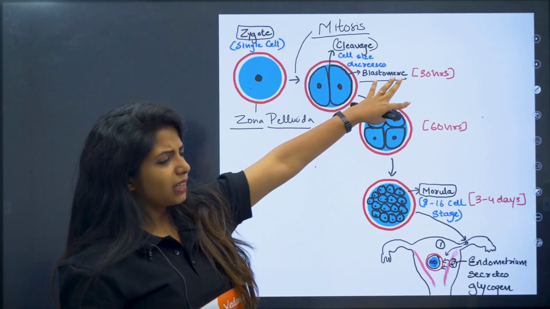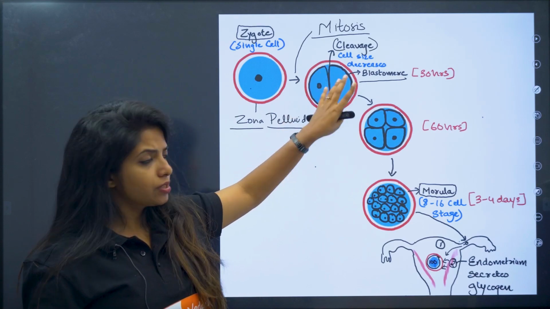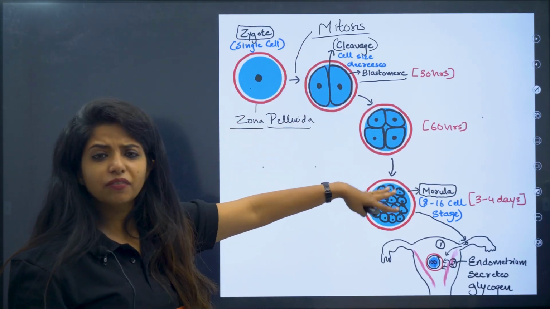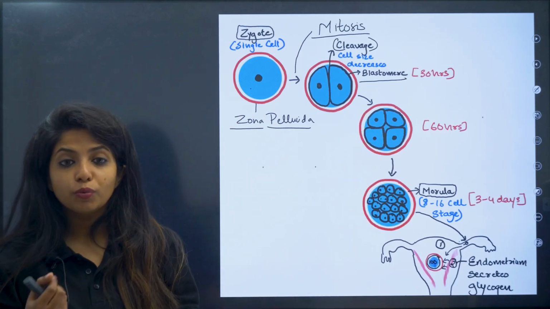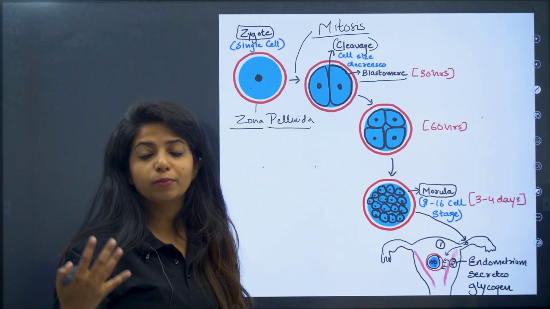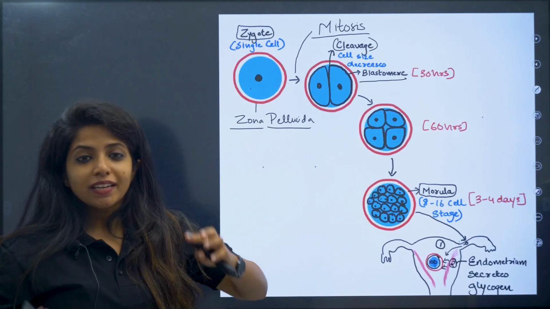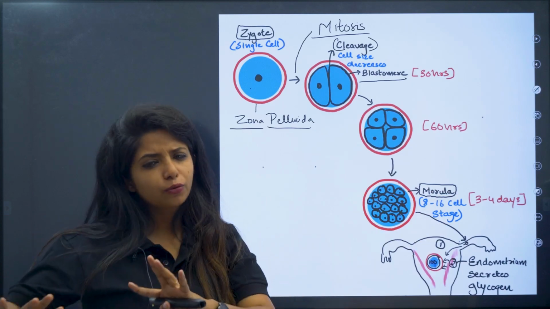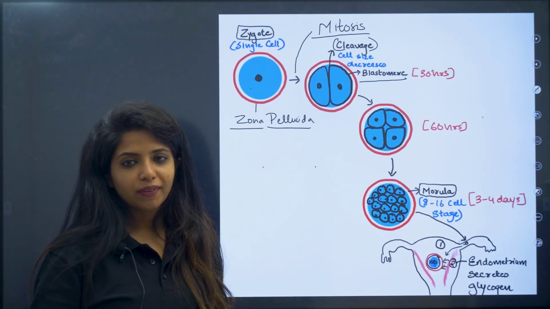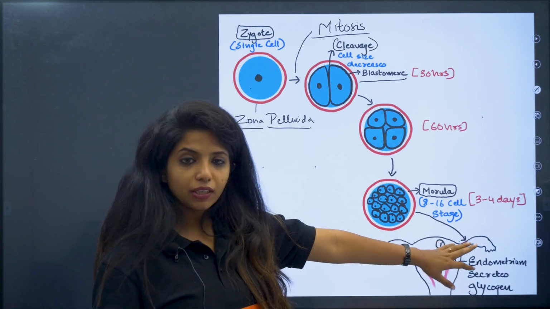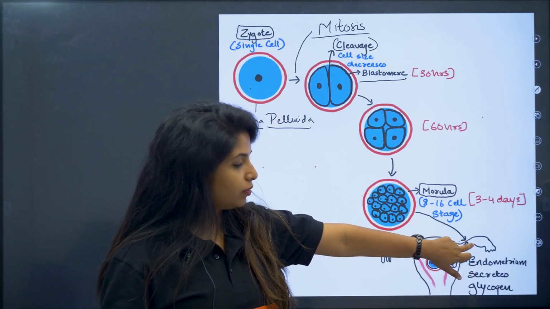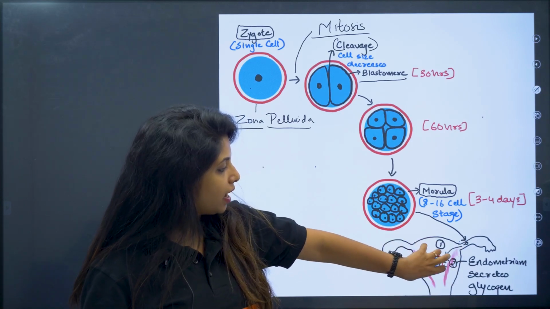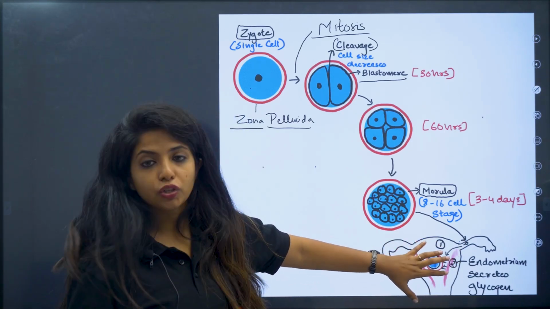It happens within 30 hours, that is the 2 cell stage it reaches. Now the 4 cell stage it reaches within 60 hours, and then it will keep on dividing. Then comes a stage which is known as morula, where the number of cells or blastomeres is around 8 to 16. It will reach the morula stage on the 3rd or the 4th day, basically the 4th day. By the 4th day it will be in the ampullary isthmic region. Slowly it will be moving down and staying in the uterine cavity. It reaches the uterine cavity.